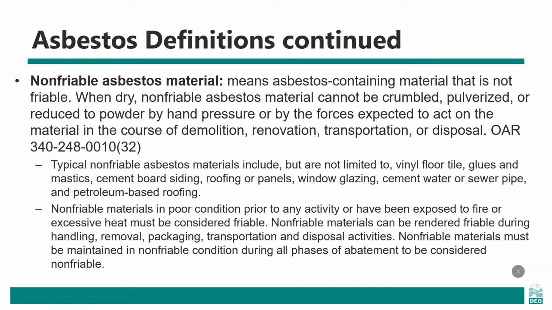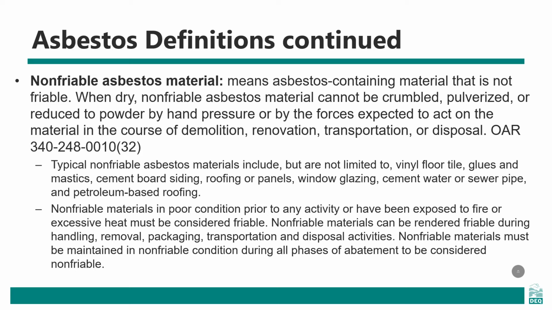The definition of non-friable asbestos material means asbestos-containing material that is not friable. When dry, non-friable asbestos material cannot be crumbled, pulverized, or reduced to powder by hand pressure or by the forces expected to act on the material in the course of demolition, renovation, transportation, or disposal. Non-friable abatement can be conducted by any person, as long as the material remains non-friable and the notification, packaging, and disposal rules are followed. Typical non-friable asbestos materials include, but are not limited to, vinyl floor tile, glues and mastics, cement board siding, roofing or panels, window glazing, cement, water, or sewer pipe, and petroleum-based roofing.